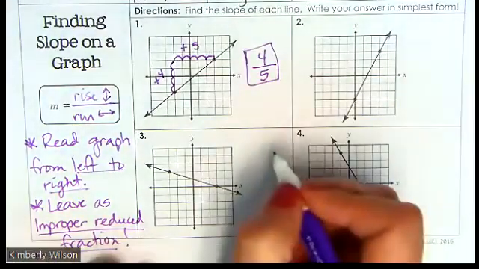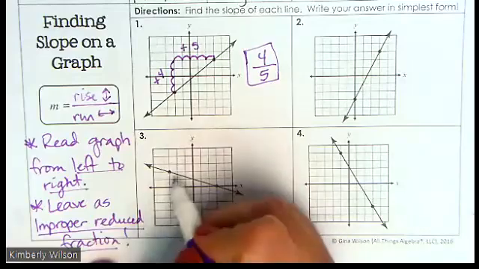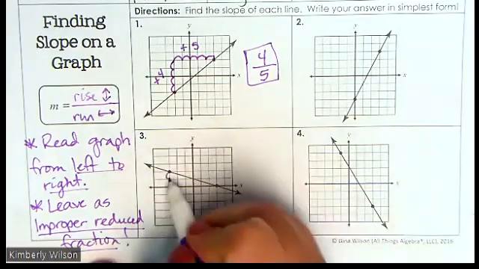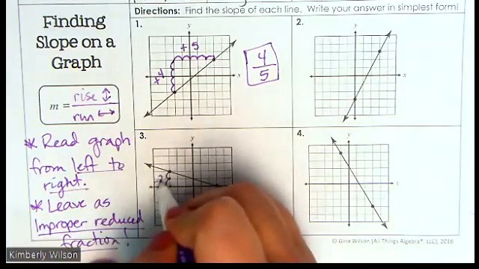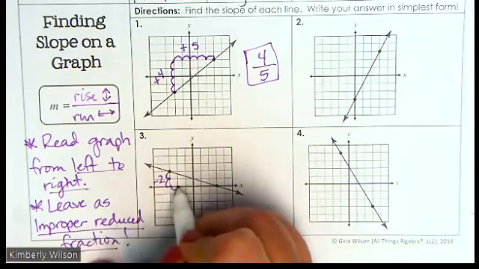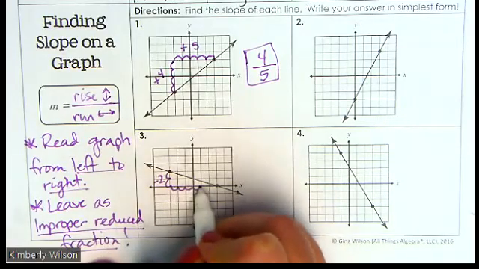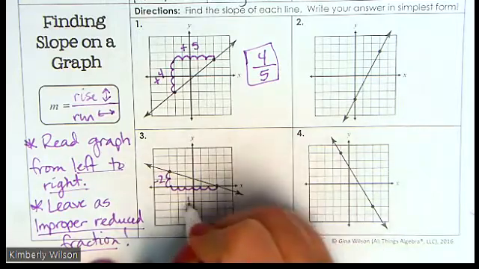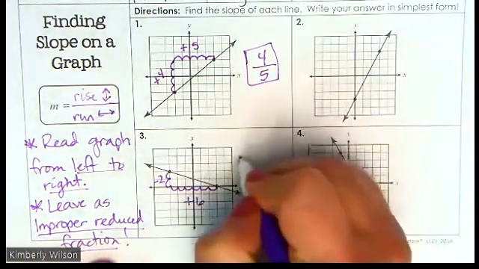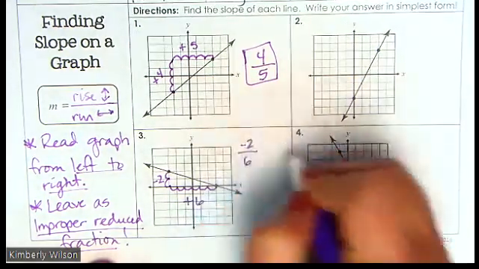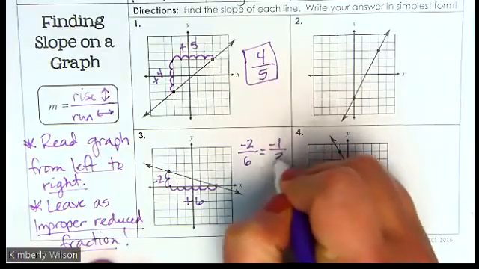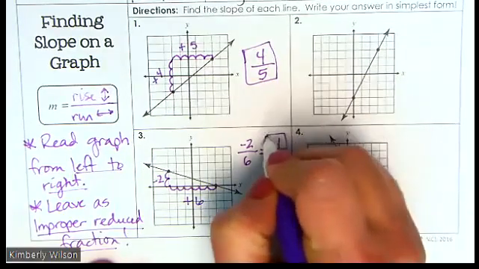One more. Here, again from left to right, I'm going down 2, so that's a -2. I'm going to the right 1, 2, 3, 4, 5, 6, so that's a +6. So I have -2 over +6. That simplifies to -1/3. There's my final answer.